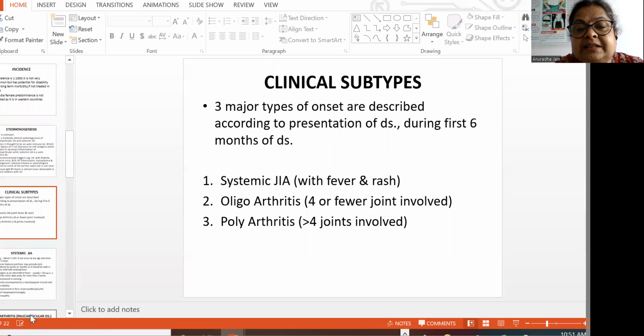Clinical features: three major types of onset are described according to the presentation of disease during the first 6 months of the disease. You can say these are the clinical subtypes. First is systemic JIA, that is fever and rash. Second, oligoarthritis, where 4 or fewer joints are involved. Third is polyarthritis, where more than 4 joints are involved. So oligo means 4 or fewer, poly means more than 4.